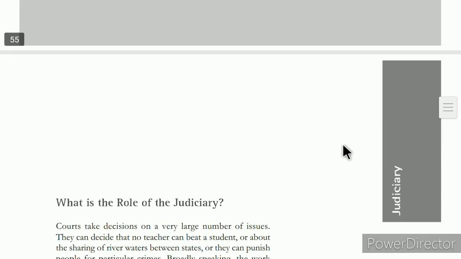And moreover, the important thing here is the introduction to the judiciary for class 8th. You might be knowing about the judiciary. What is the court? High court, district court, supreme court, etc. You might be knowing about it from media, from newspaper, from different books you have gone through, right? So now we are going to discuss it.